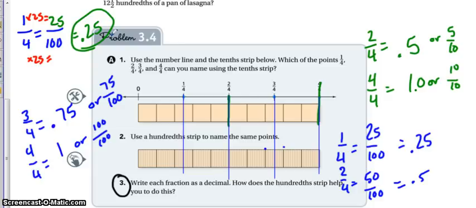Okay? All right, so go ahead and rewatch this if you need to. Making equivalent fractions is all about turning the denominator into a power of 10 and then converting your numerator the same way you converted your denominator.